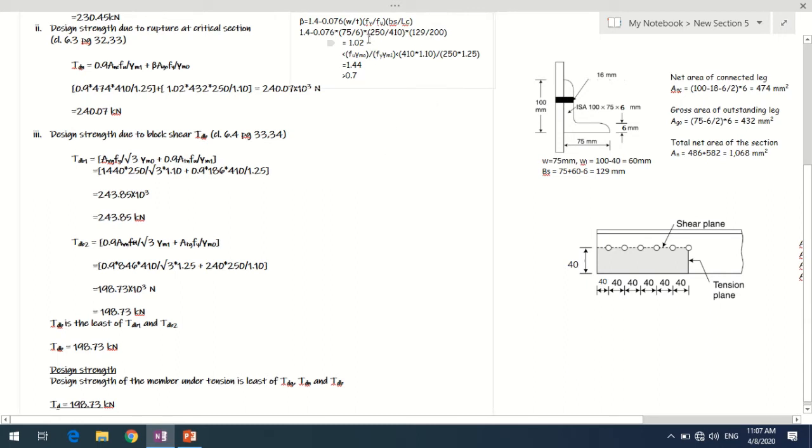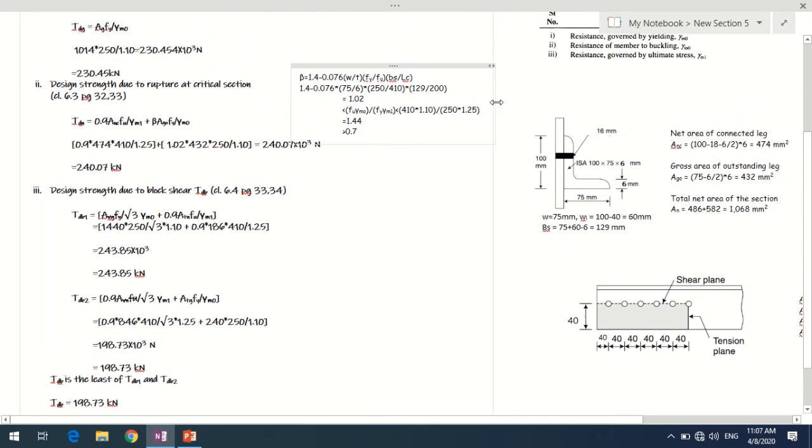If you substitute for these W, T, Fy, Fu, Bs and LC, beta will come out to be 1.02. Now beta has an upper limit and a lower limit. The upper limit is Fu into gamma m0 divided by Fy into gamma m1. So Fu 410 into gamma m0 1.1 divided by Fy 250 into gamma m1, which is 1.25. So this will be 1.44. This is the upper limit. The value of beta should not be more than this. And at the same time, the lower limit is 0.7. Value of beta cannot go below this.